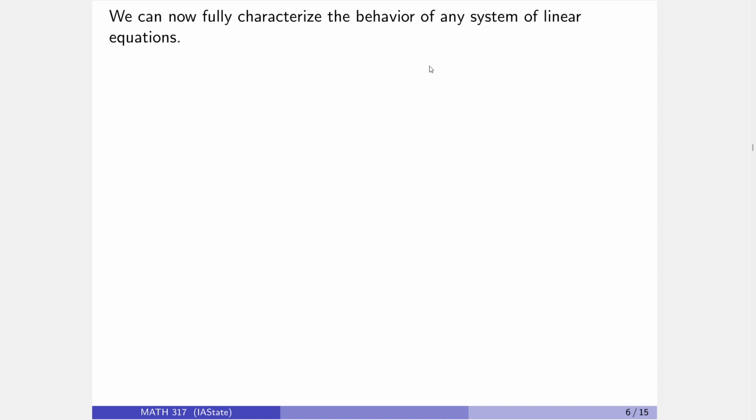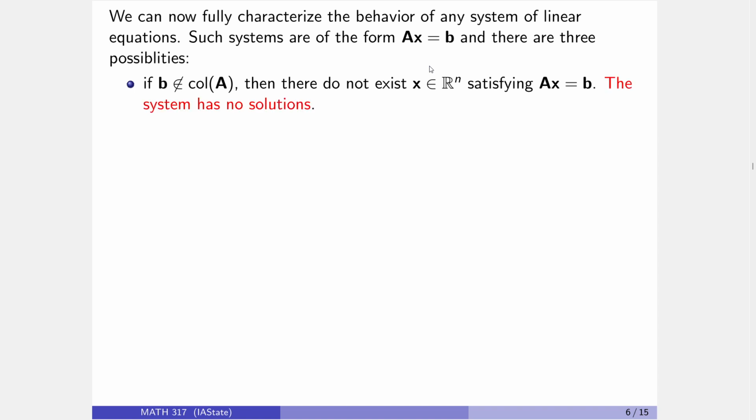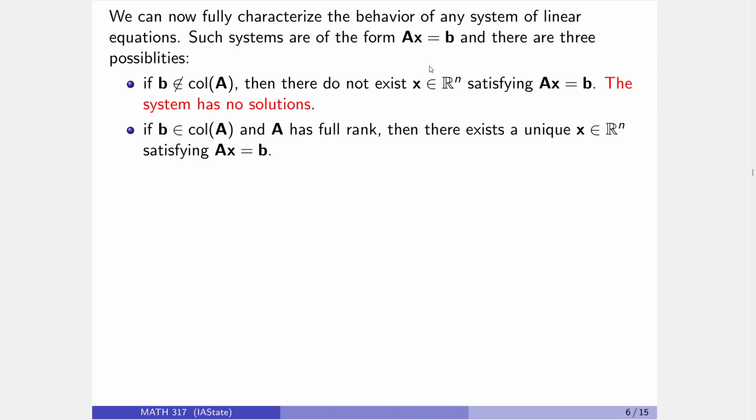Beautiful. All right, and now, like I was going to say, let's fully characterize the behavior of any system of linear equations. So, Ax equals b, there are three possibilities. And now we're actually going to prove them. If b's not in the column space, then there's no x that satisfies Ax equals b, so there's no solution. If b is in the column space and A has full rank, then there's a unique x so that Ax is equal to b. There's a unique solution.